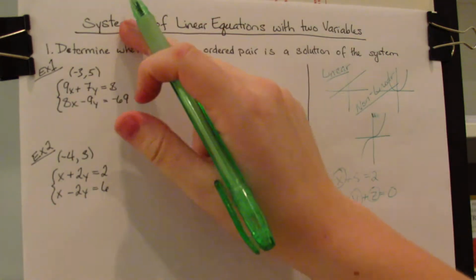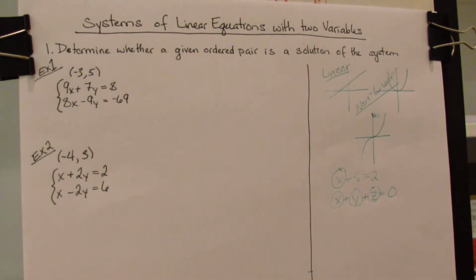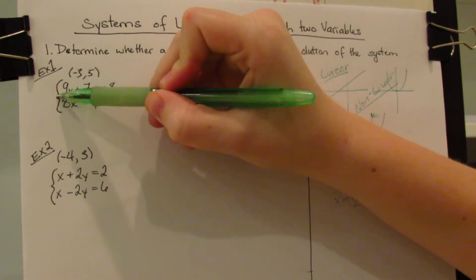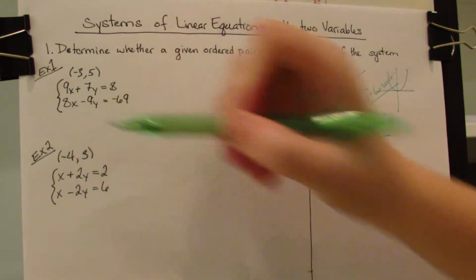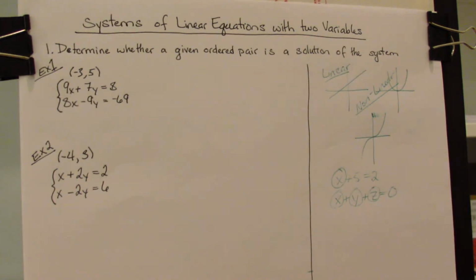Now this word systems. Systems basically means that you have equations that go together. If you take them apart, they do not mean the same thing. That's what this brace here means. It means that they are a system and that they go together. So our first problem type that we're going to solve is determine whether a given ordered pair is a solution of the system.